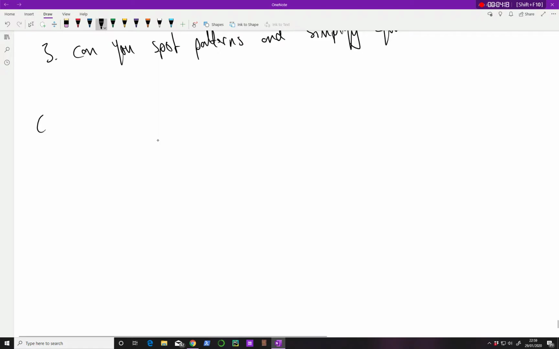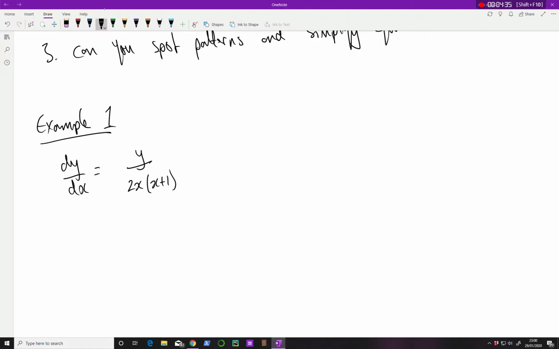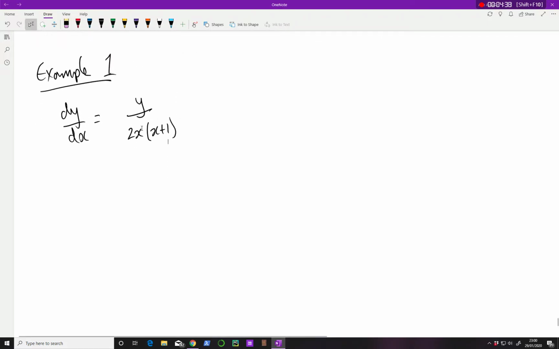So example number 1. We get given an expression that says dy by dx equals y over 2x(x plus 1). Okay. Now, I remember seeing this a lot in C4, where one of the last modules, especially after parametric equations, was differential equations. Ordinary differential equations is basically one step after that. So the first thing we're going to do is get the variables on the side of the differential and then go from there.